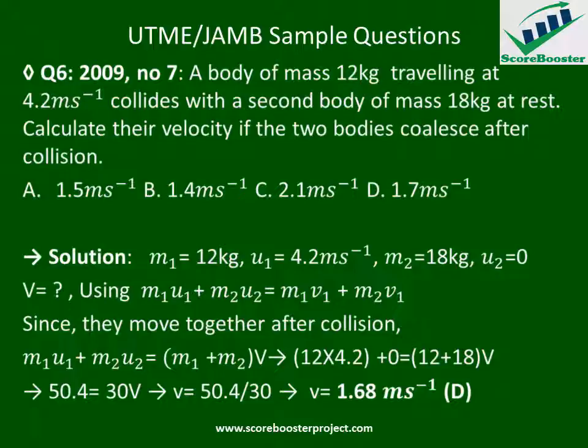That will give us 30 v. So to make v the subject, we can divide both sides by 30 to get v equals 50.4 divided by 30, making our v to be 1.68 meter per second. When we approximate 1.68, we get 1.7 meter per second, making option D the correct answer for this particular question.